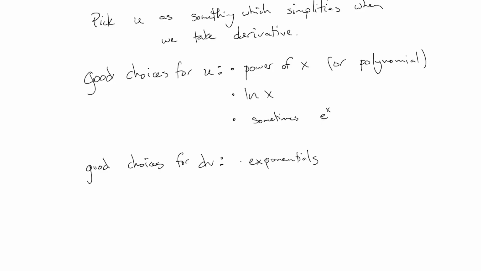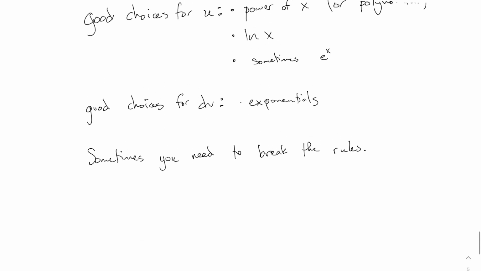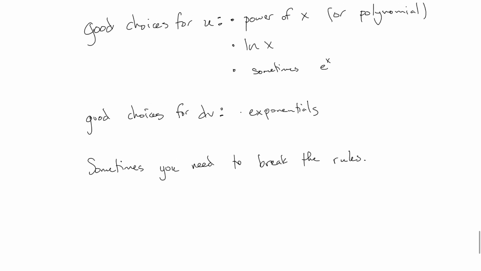And I will also say, just like in the u substitution, sometimes you need to break the rules. These are not hard and fast rules here. And as you know, there are examples in a u substitution where, for some reason, choosing the u in a weird way is actually helpful. And the same is true for integration by parts. Sometimes there are weird examples where you just have to choose something weird in it and it will work out. All right. But these are the general guidelines, which I have written up there.